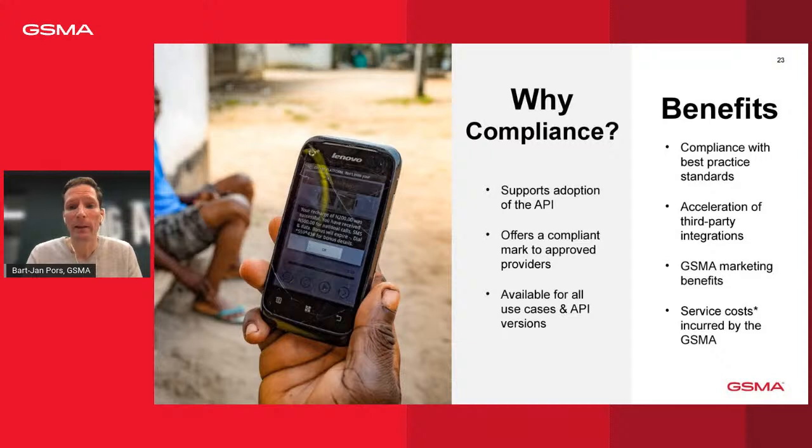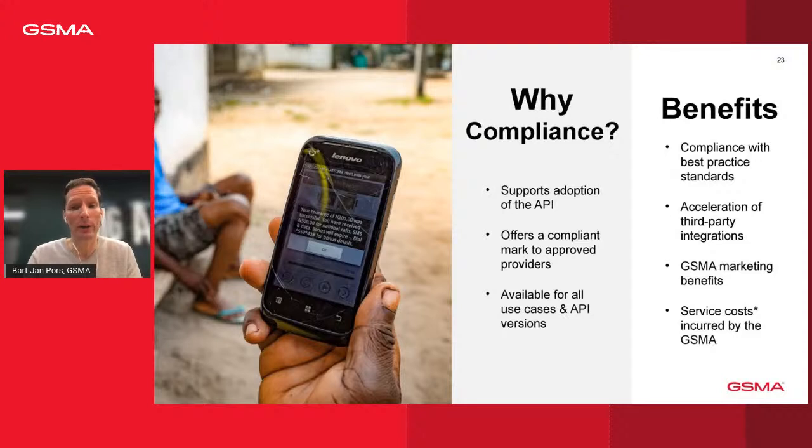So in terms of benefits, the compliance service really enables you to validate that you are compliant with technology and industry best practices and standards. In terms of how you build your API, in terms of how you build your security, and so on and so forth, all those components are covered under this compliance verification service.